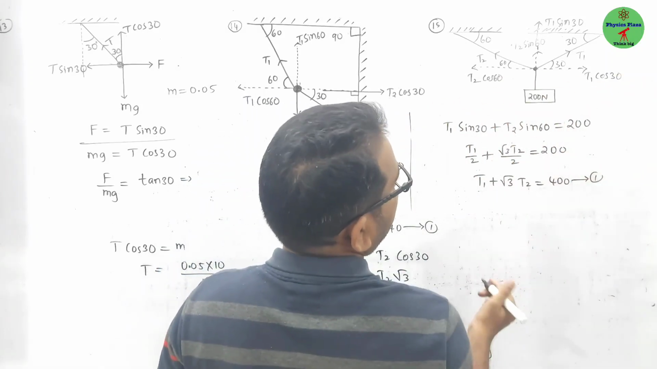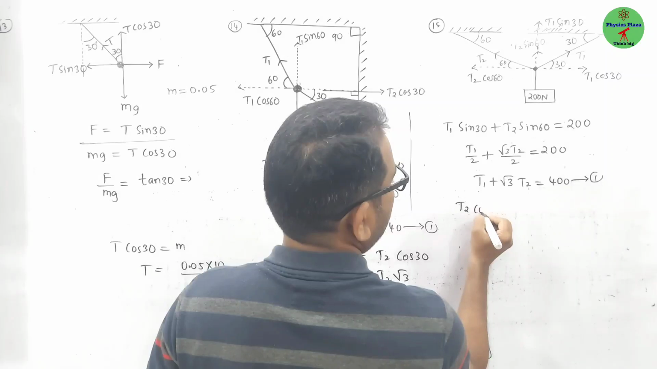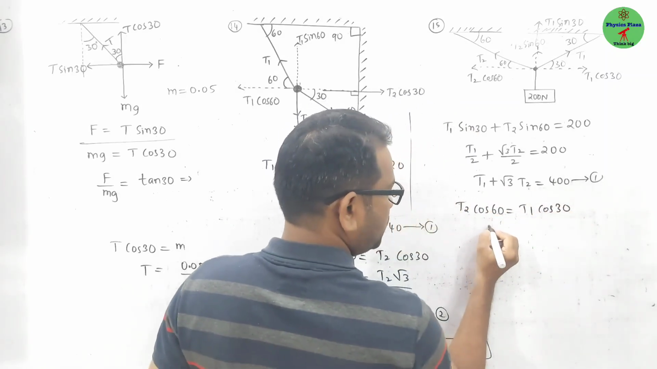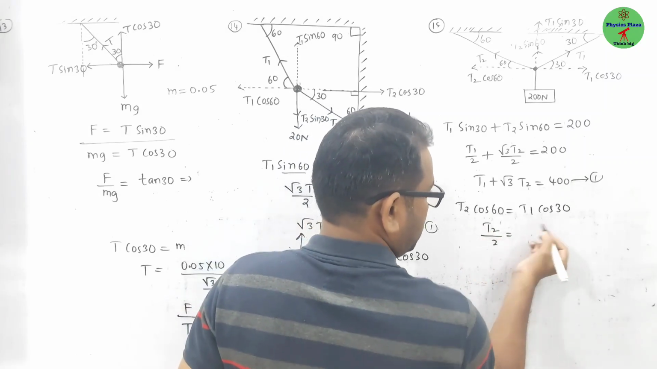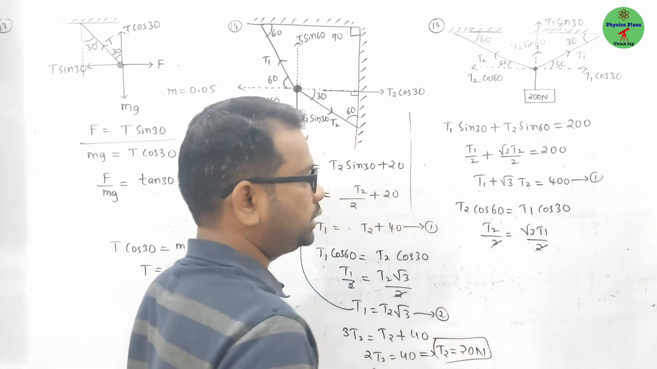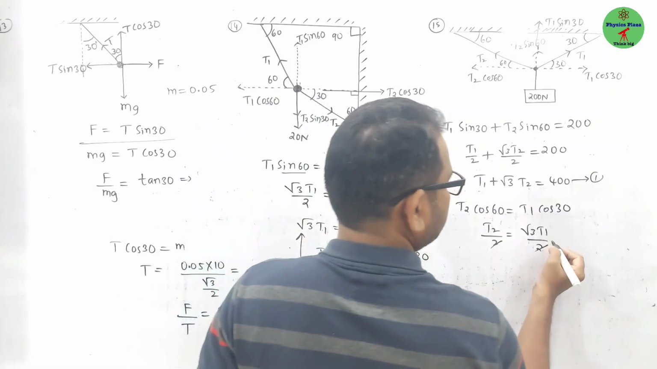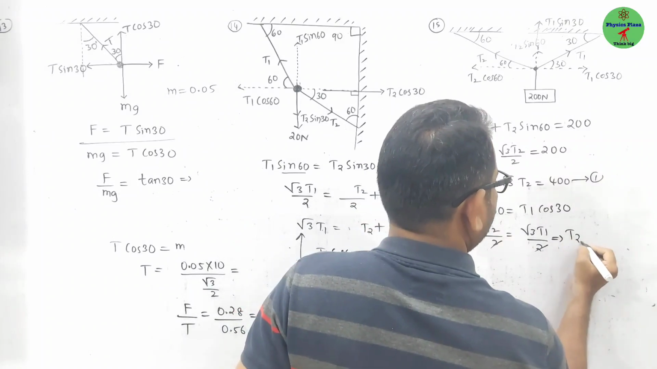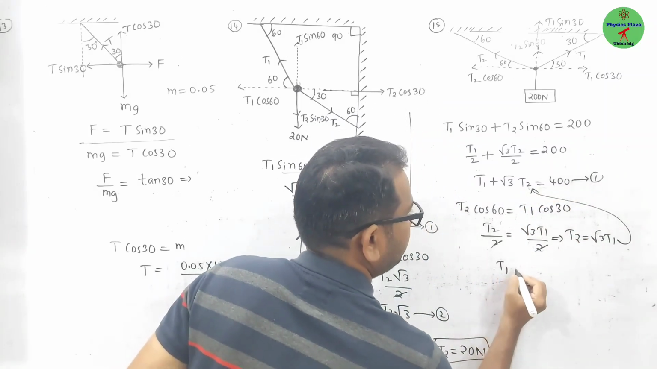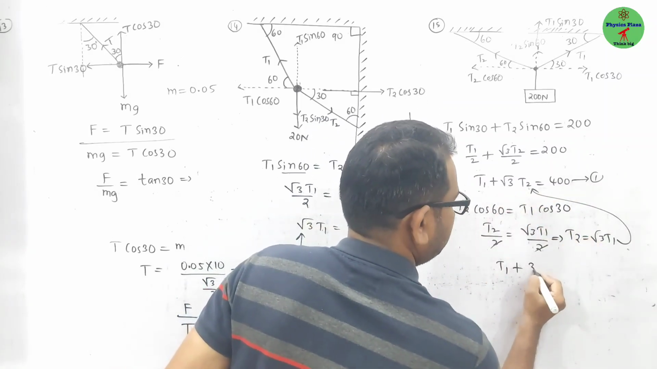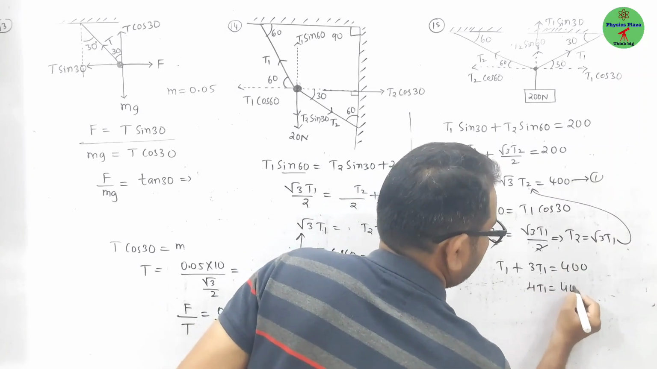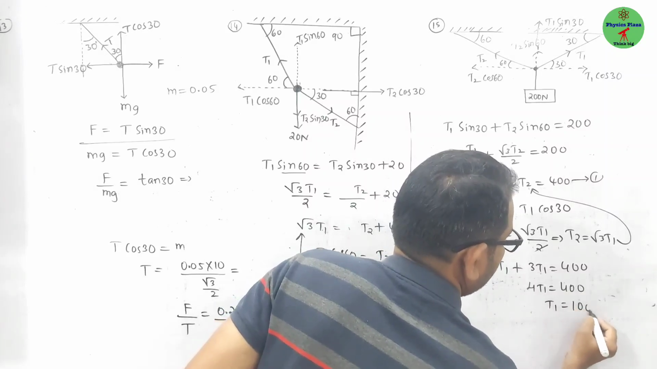Now for the horizontal component, T2 cos 60 is equal to T1 cos 30. So cos 60 is 1 by 2, T2 by 2, and cos 30 is root 3 by 2, root 3 T1 by 2, the 2 cancels. So what we got is T2 is equal to root 3 T1. You can substitute this value here. Then you will get T1 plus root 3 into root 3, 3 T1 is equal to 400. This is 4 T1 is equal to 400. So T1 is equal to 100 Newton.